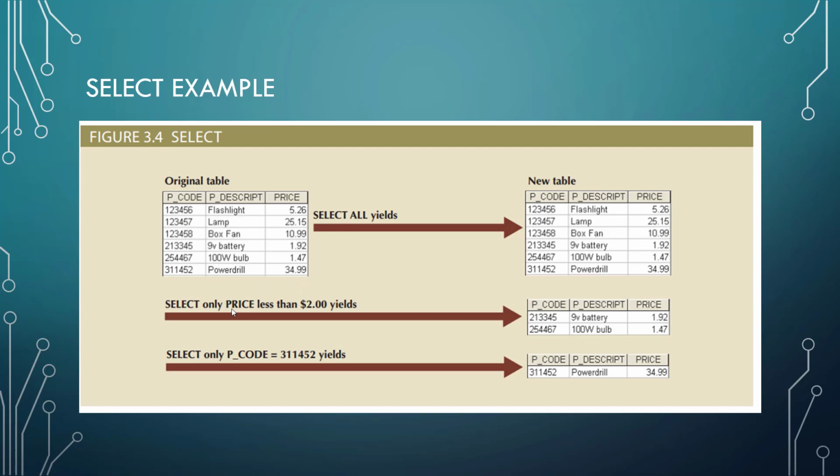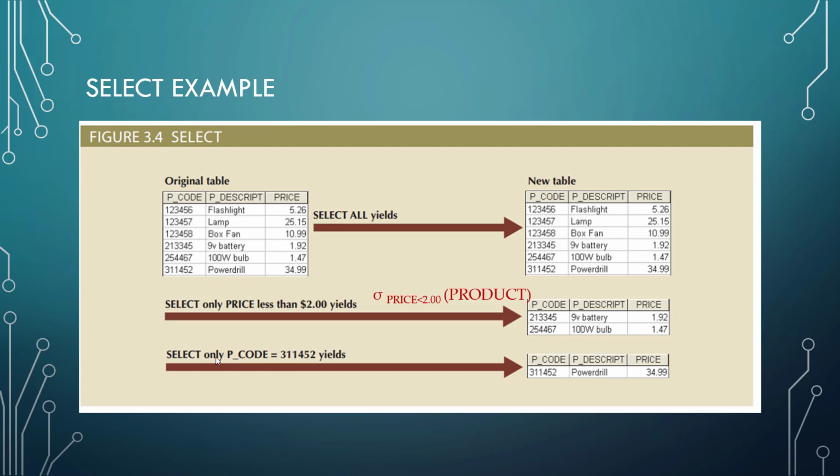Our second example, we're selecting the price only if it's less than $2. So we look through, we're going to only pull out these two rows because those are the only two that are less than $2. And I would write this as sigma for the selection operation. The predicate is price less than 2. And then our rel var is the table name product.